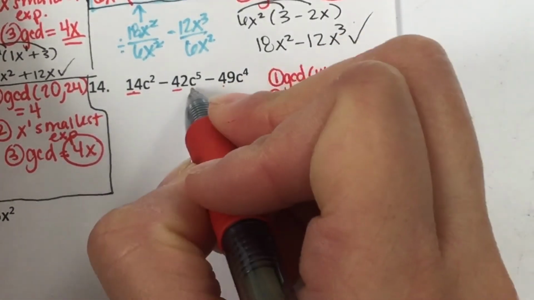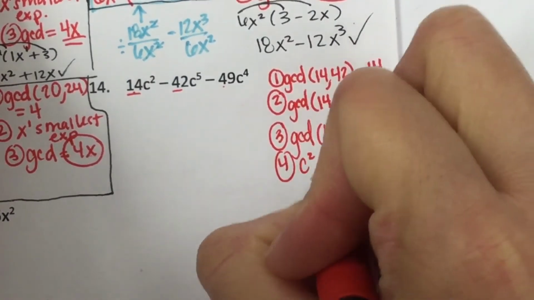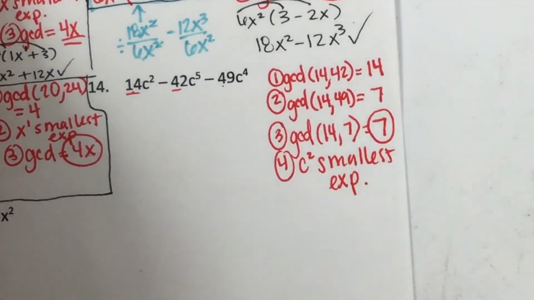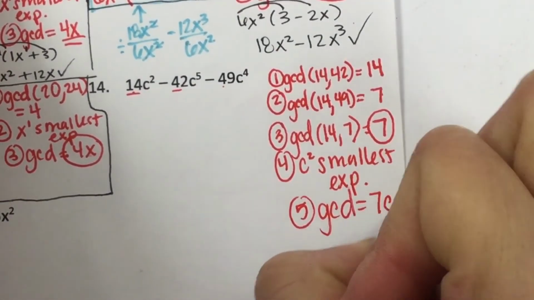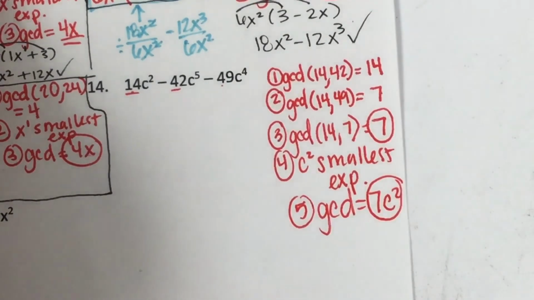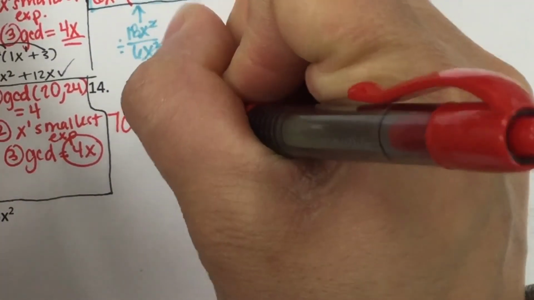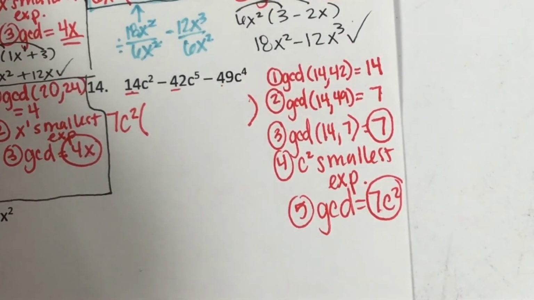Now look at the variables and identify which variable has the smallest exponent. So c squared is the smallest exponent. So your GCD is 7c squared. This is going to go on the outside of the parentheses, 7c squared. You're going to figure out what goes inside the parentheses by dividing each individual term.